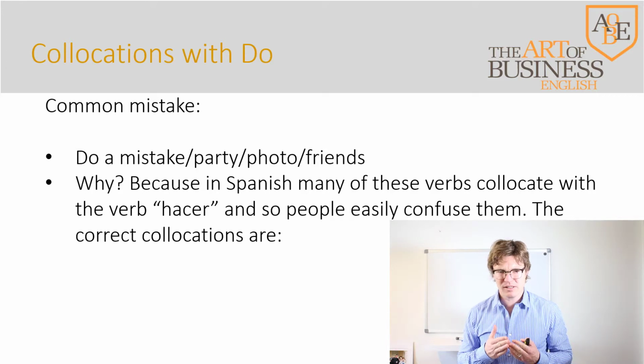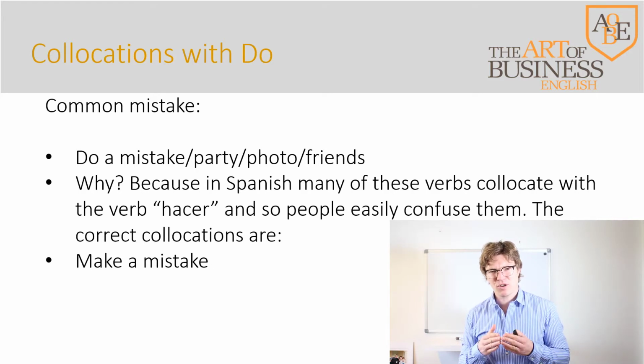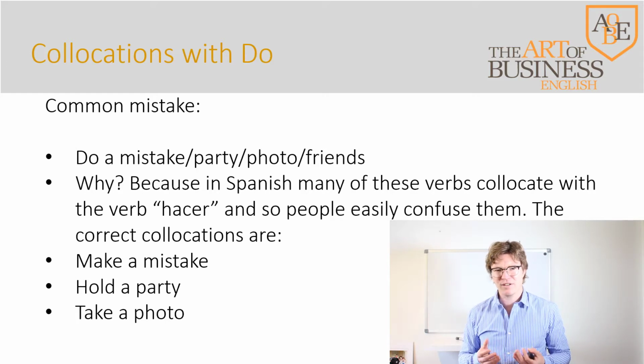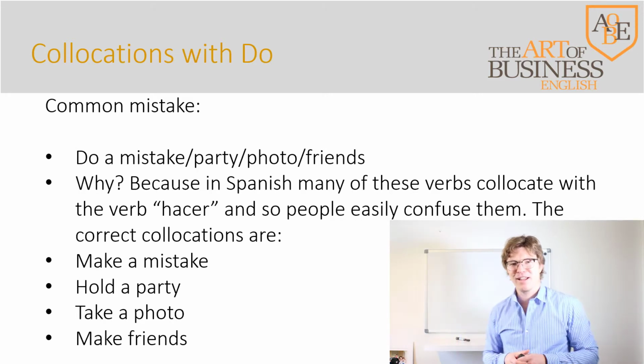However, as you know, with collocations, they're very fixed and they go together. There are some quite strong collocations. For example, you can't do a mistake, you make a mistake. That's a very strong collocation, it goes together. You can't make a party or do a party, you hold a party, okay, or you have a party. You also take a photo, you don't make a photo or do a photo. And you make friends, you don't do friends, okay? If you do friends, that means something else, but we won't go into that.